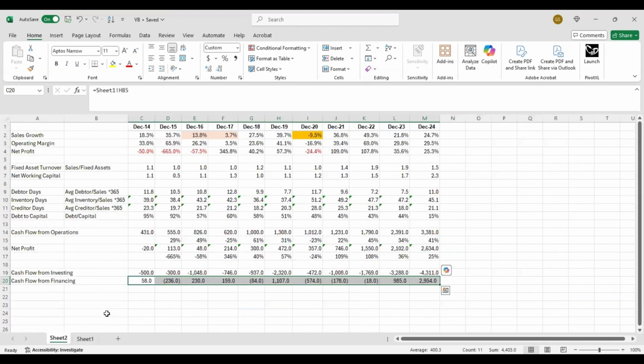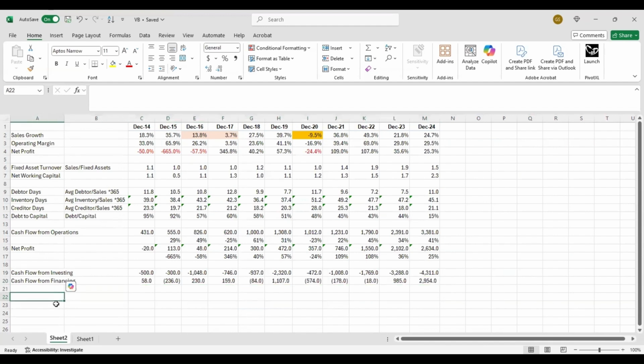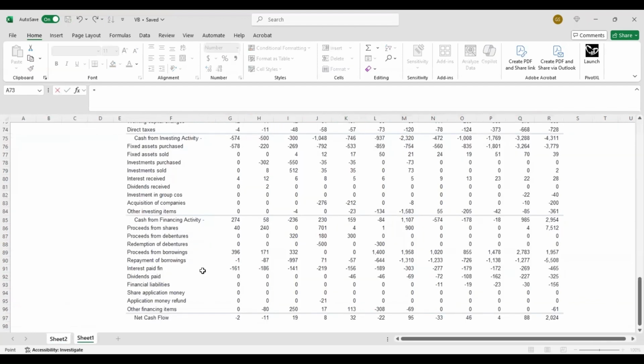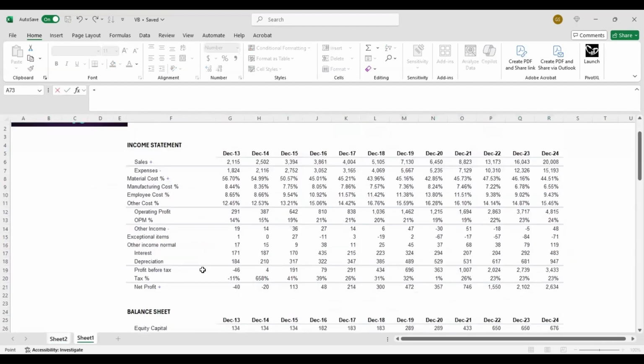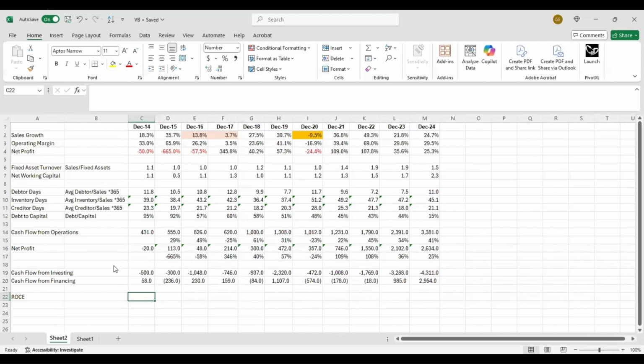Now let's move on to another analysis that I'd like to do, which is return on capital employed. So what this denotes is my net profit. Yeah, so let's calculate return on capital employed.